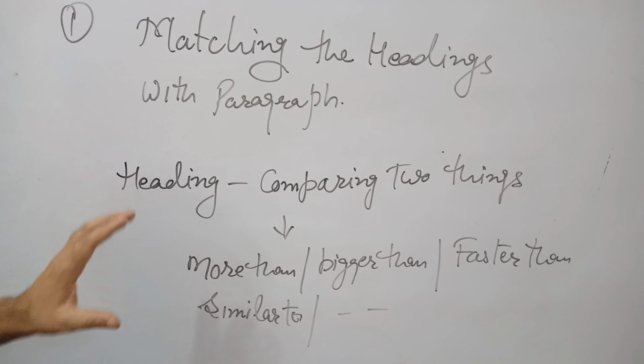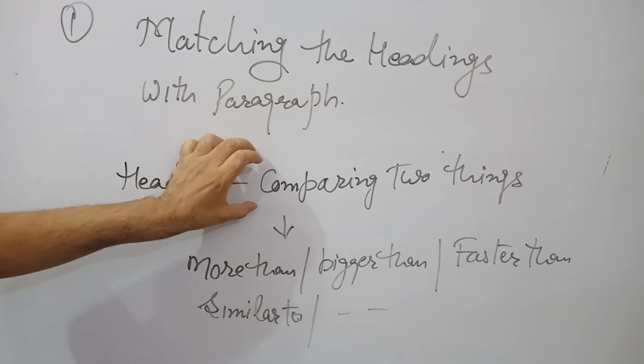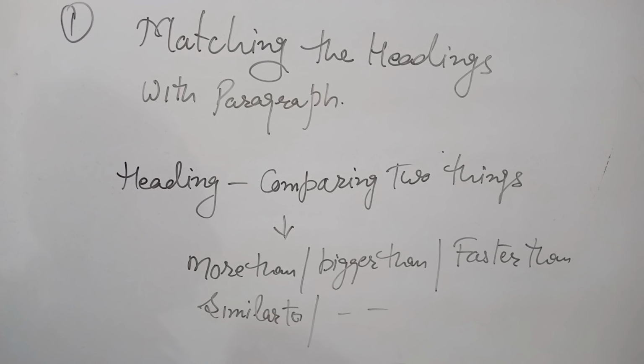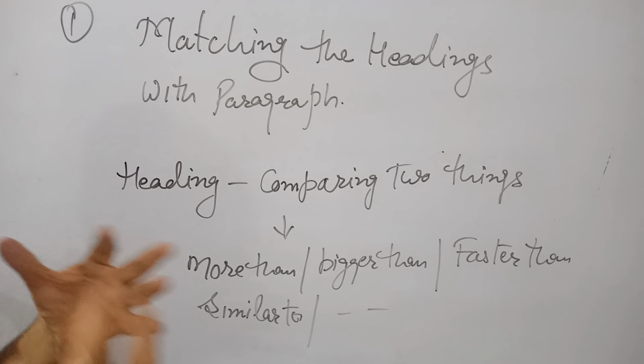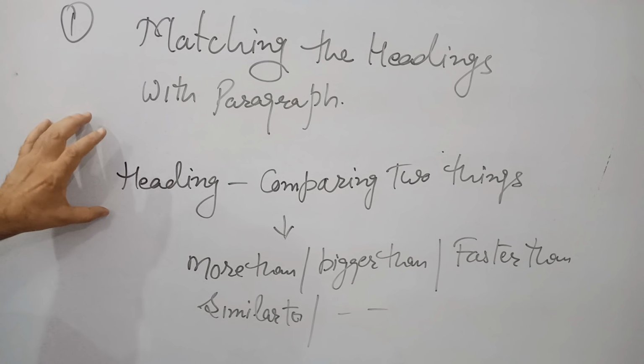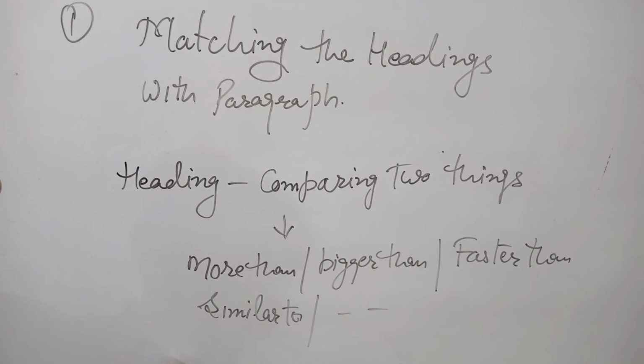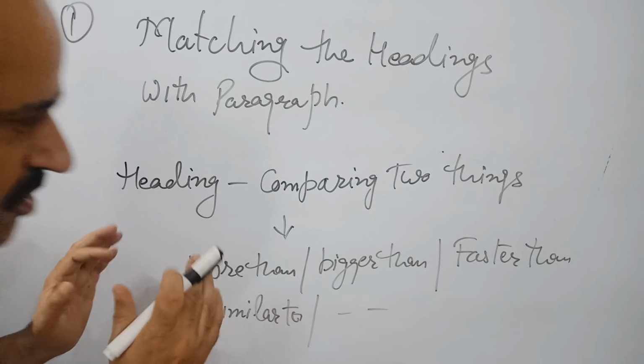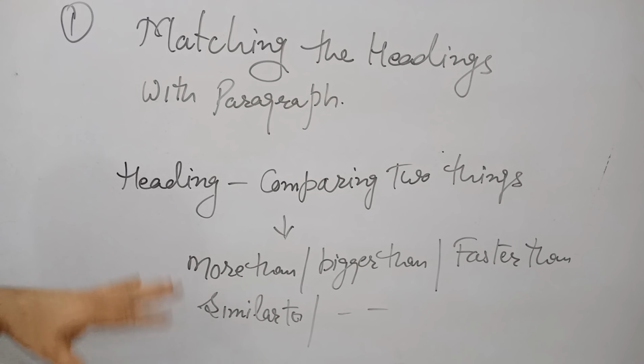Suppose you have a heading which has words like comparing two things or two phenomena or two countries, or there is a comparison of any two or three things. For such kind of heading you should find the paragraph which has words like more than, bigger than, faster than, lesser than, similar to, as much as. These are the comparative words which show that this paragraph is related to a heading of given comparison of two things.